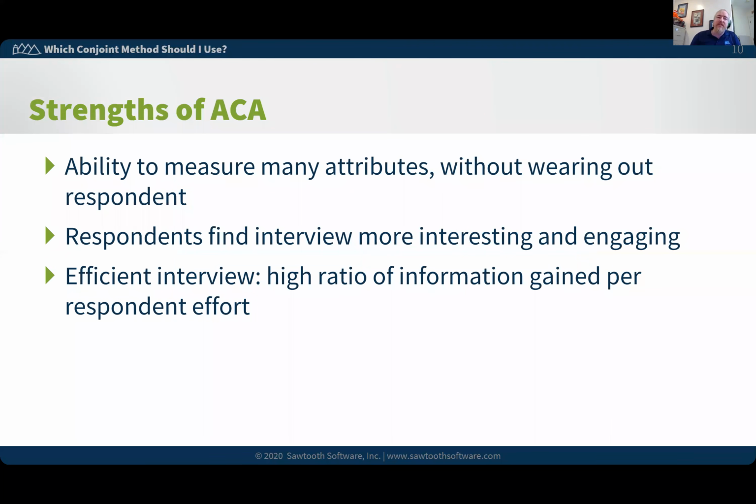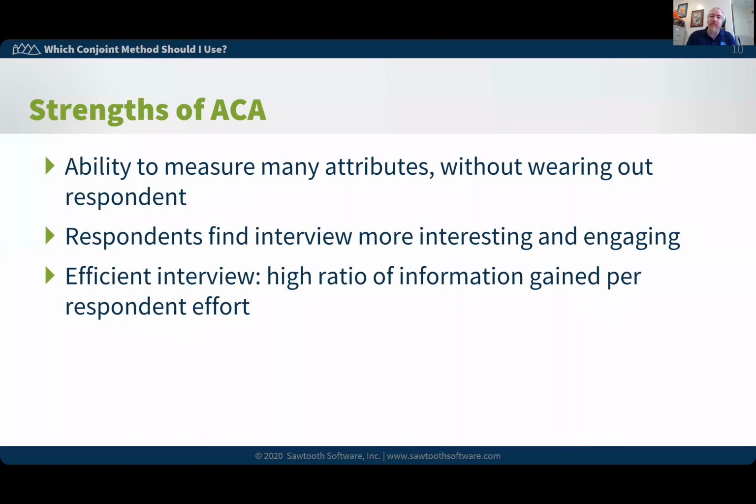So the strengths of ACA is that it allows us to estimate models for large numbers of attributes. So I can have 10 attributes, 15 attributes without wearing out the respondent. We're changing the question types. We find that as we go through the different question types, respondents like having the survey vary a little bit. It learns as it goes. So respondents like it because it's more interactive than a standard conjoint might be.